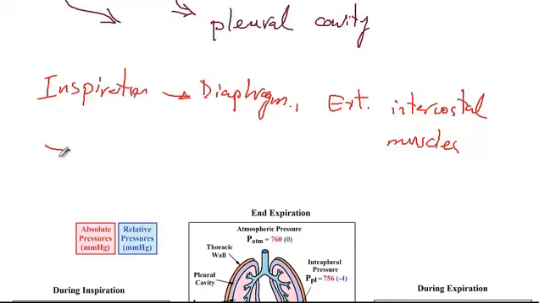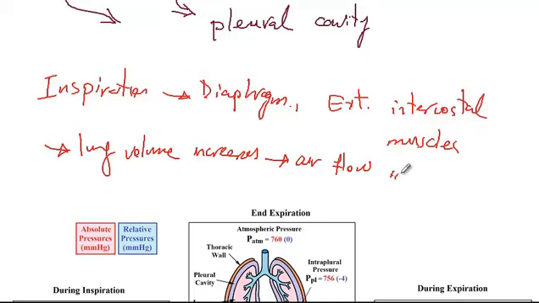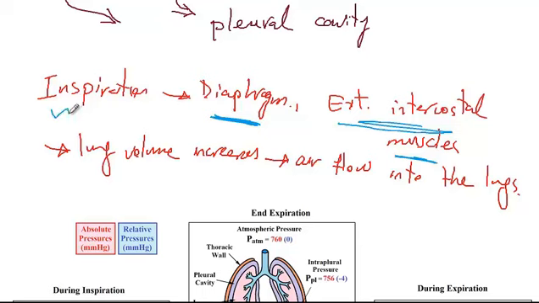Consequently, the lung volume increases, pressure in the alveoli becomes negative, and thus air will flow from the atmosphere into the lungs. So air flows into the lungs. And keep in mind that the diaphragm and external intercostal muscles are involved in inspiration.